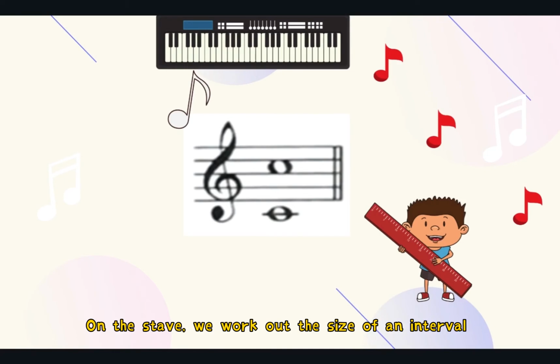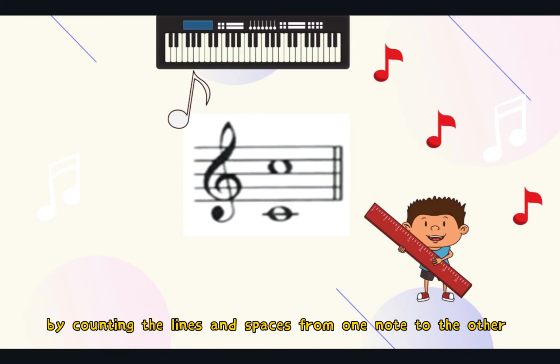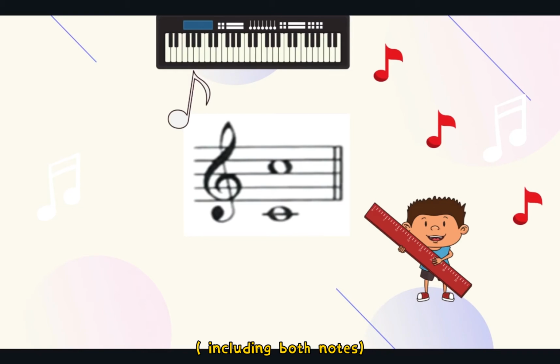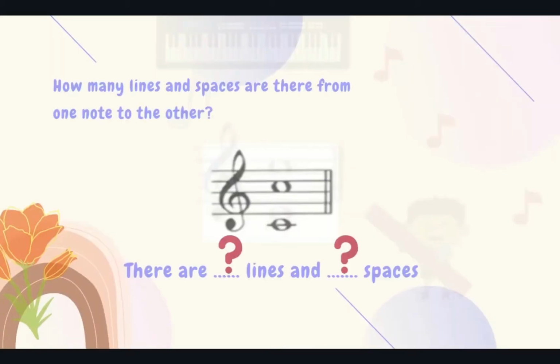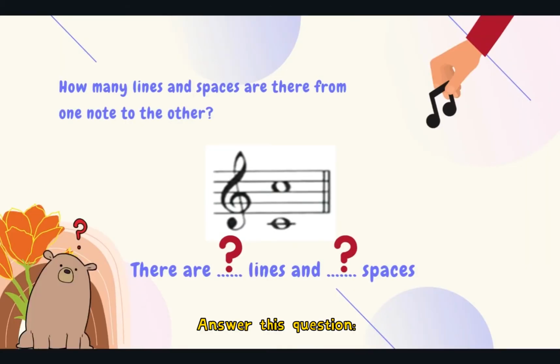On the stave, we work out the size of an interval by counting the lines and spaces from one note to the other, including both notes. Here's an example of an octave. Answer this question. Remember to include the line and space on which each note is written.